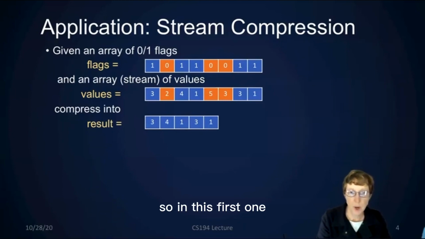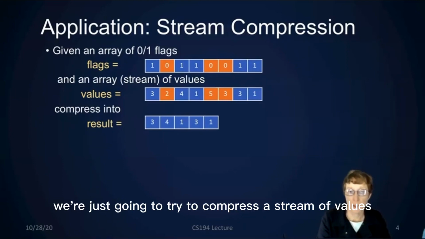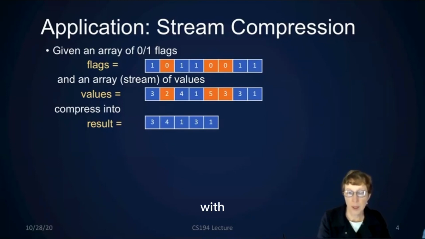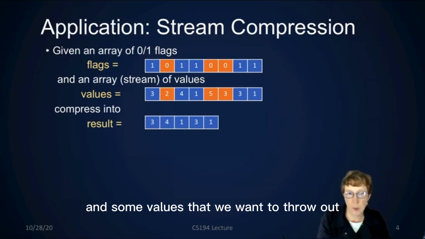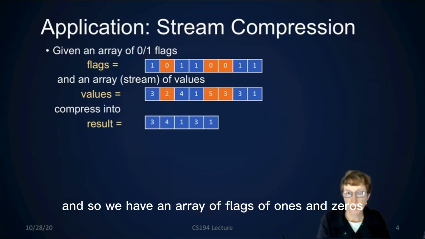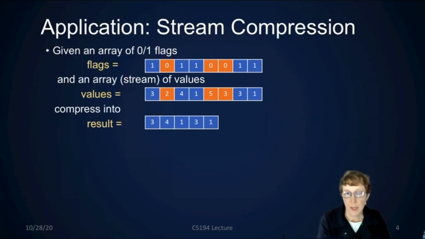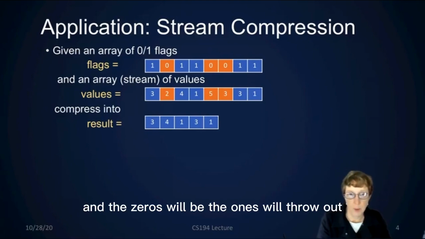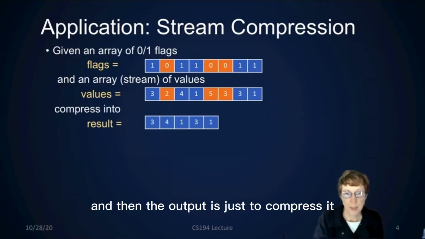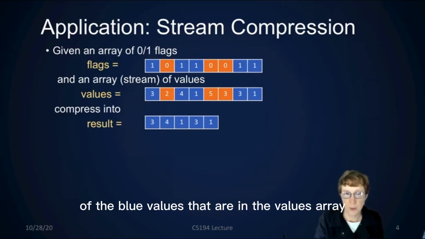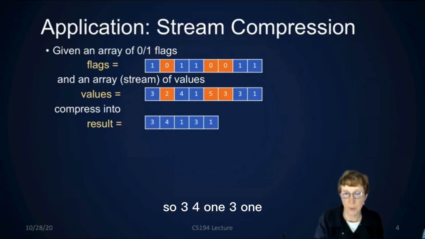So in this first one, we're just going to try to compress a stream of values where we have some values that we want to keep and some values that we want to throw out. And so we have an array of flags of ones and zeros. The ones will be the elements of the other array that we'll keep, and the zeros will be the ones we'll throw out. I think this is pretty straightforward. And so we've got our value array, and then the output is just to compress it into the set of the blue values that are in the values array. So 3, 4, 1, 3, 1, and keep them in order also.